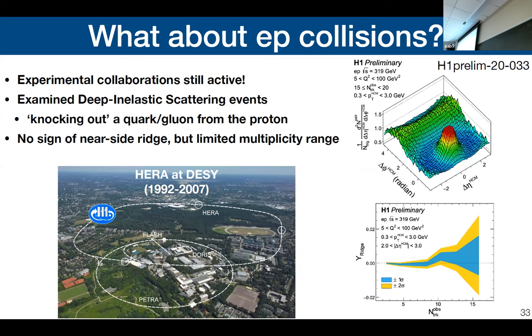We looked at deep inelastic scattering events. That's essentially where the electron knocks out a quark or a gluon from the proton in a very hard process. The results are shown here. This is the correlation function. We don't really see any sign of this near side ridge, and we put limits on it, but everything is pretty much consistent with zero. Once again, we were just limited by the multiplicity. This one only went up to around 15 tracks or so.